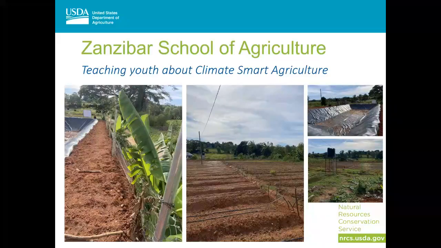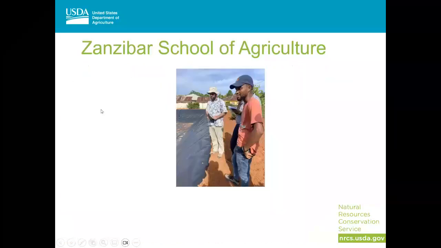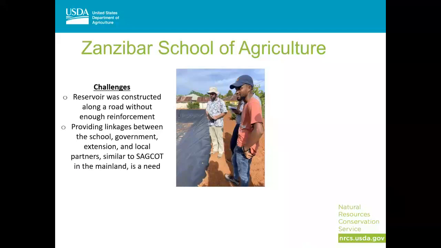And so they put in a reservoir at this site, and that was actually one of the biggest challenges that we noticed. You can see right here that the edge of the reservoir is basically right at the edge of this road. So you can't really see in this photo, but there's not much of a grade there. So they're probably going to have to end up reinforcing that side of the reservoir and moving the road over a little bit to make it safer. So that was one challenge here.